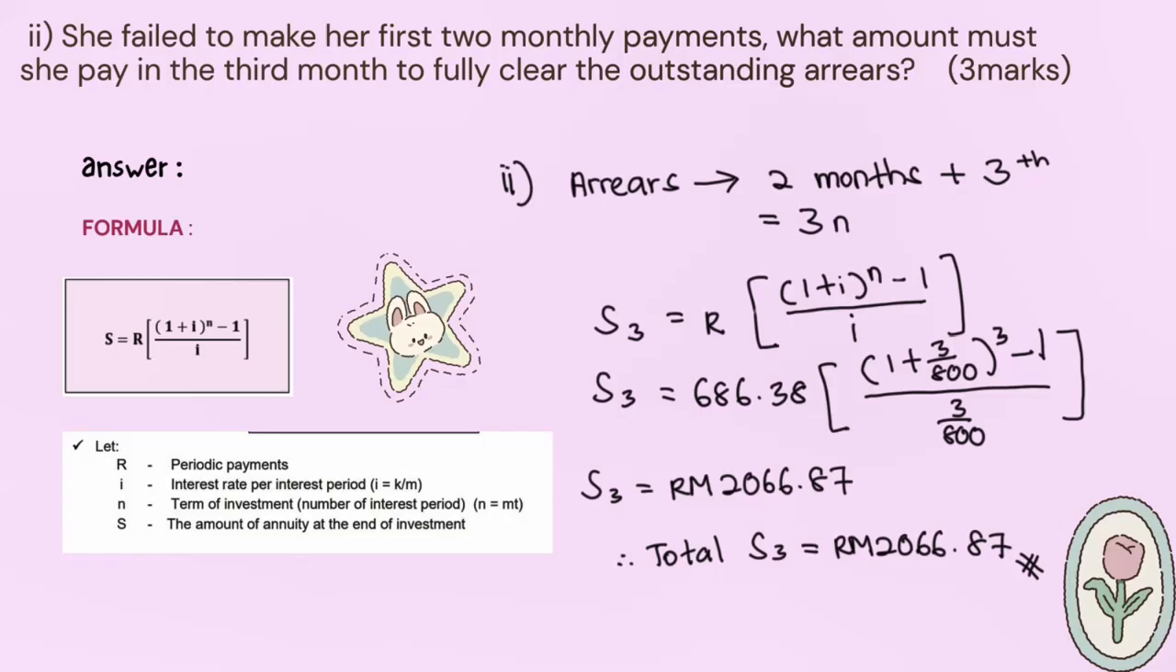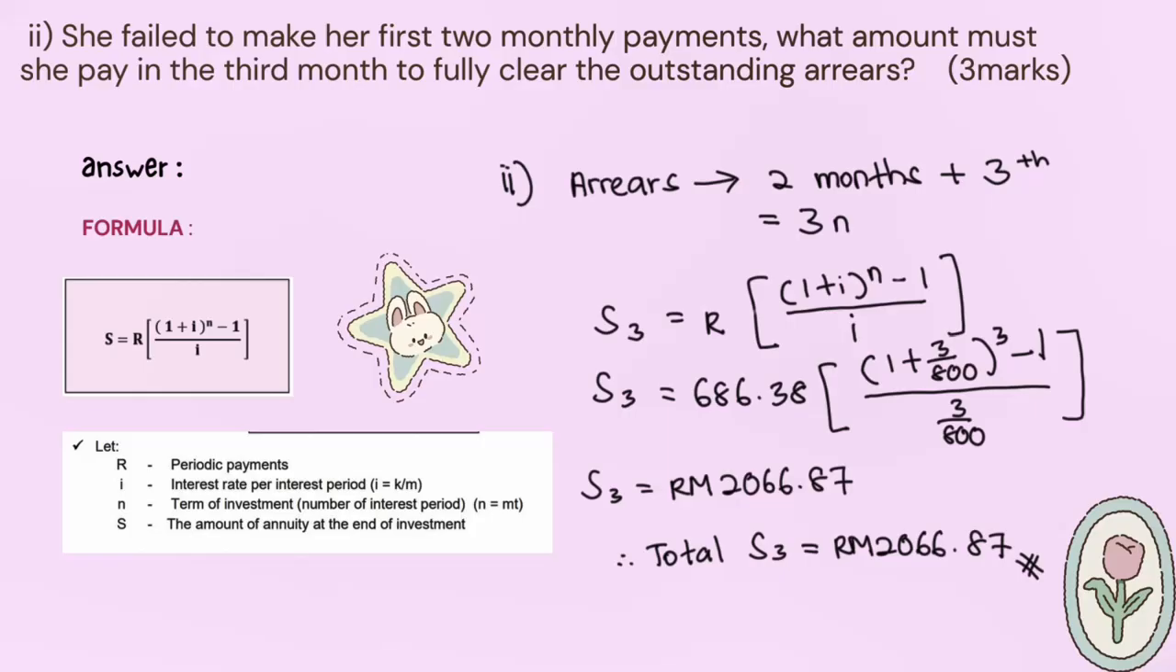Next we go to question 2. She failed to make her first 2 monthly payments. What amount must she pay in the third month to fully clear the outstanding arrears? The formula we use for this question is S equal to R times (1 plus i)^n minus 1, over i. As the question says, Sarah failed to make her 2 monthly payments and she also wants to pay in the third month to fully clear the outstanding arrears. So the total she has to pay is 2 months plus the third month. So n is equal to 3.